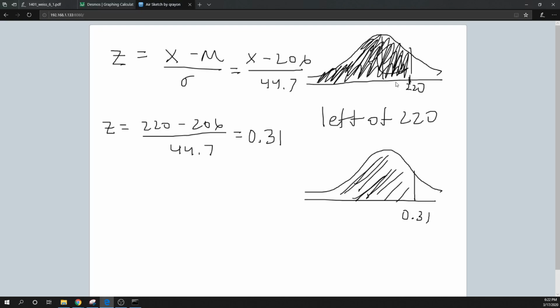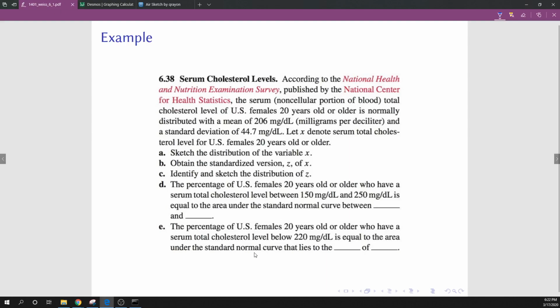That's what the z-score is good for: taking a problem on any normal curve, such as the one we had up here, and translating it to a problem about area underneath the standard normal curve. So going back to this problem, the percentage of U.S. females 20 years or older who have a cholesterol level below 220 is equal to the area underneath the standard curve that lies to the left of, and the z-score was 0.31. All right, so that's it for this one.